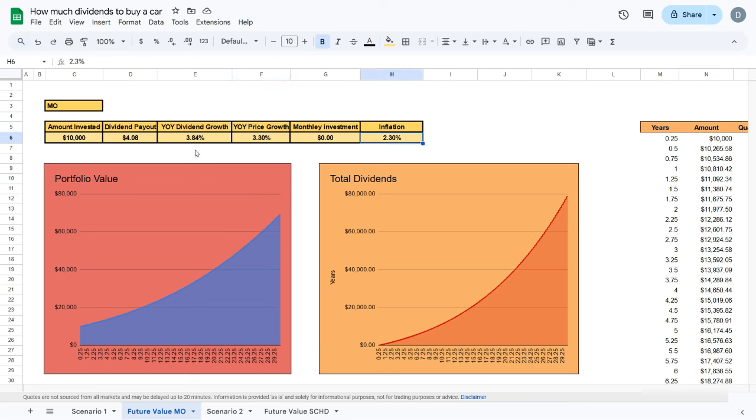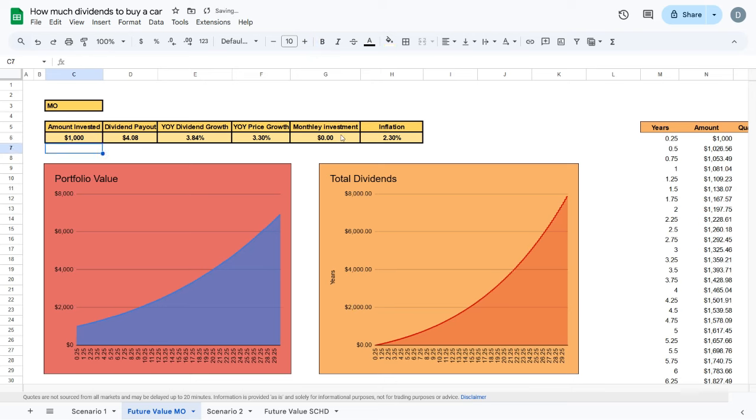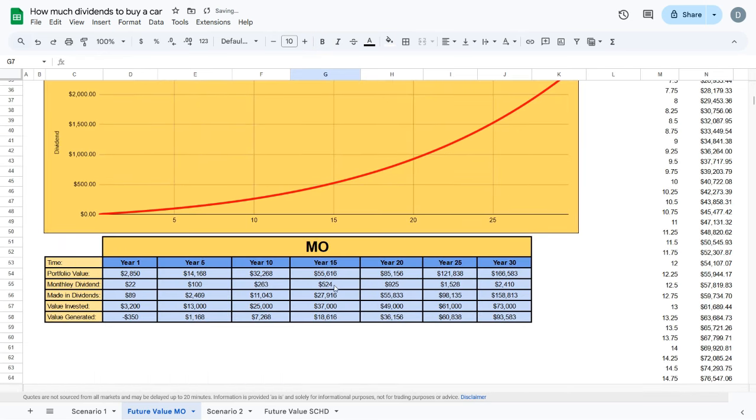Now say you don't have $10,000 laying around, but you do have a steady monthly income. So we can invest $1,000 and then invest $200 every single month. And by doing this, we would actually not be able to buy our Suzuki within 5 years.